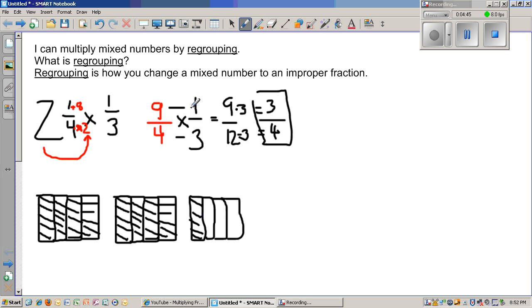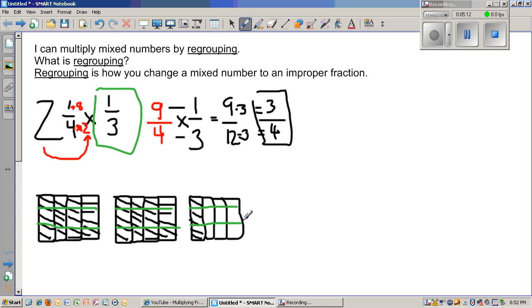Okay, so now what we're going to do is we're going to multiply that by what? If you said 1/3, then you're absolutely right. So let's divide this into thirds, right? There's 1/3, there's 2/3, and there's 3/3. We got 3 equal parts. Whatever we do to one, we got to do to all of them.